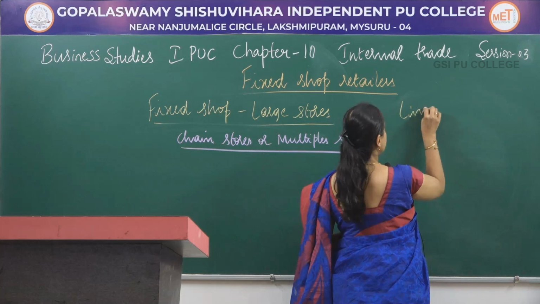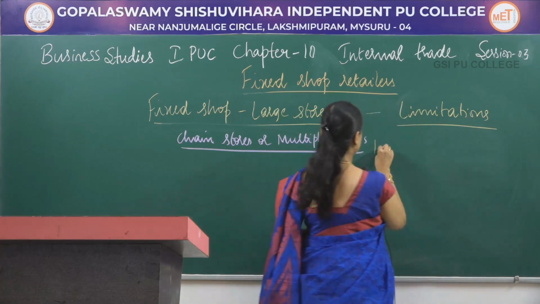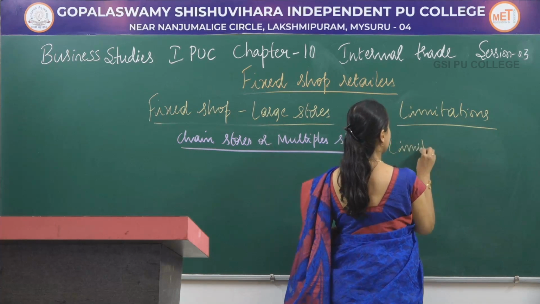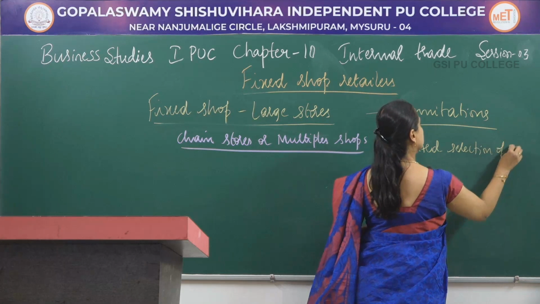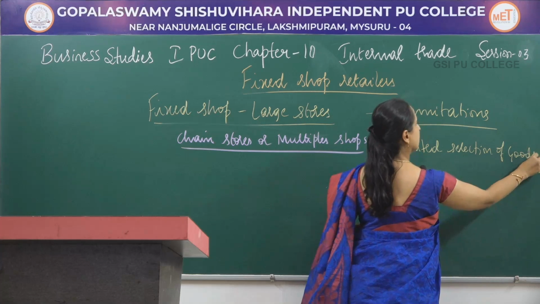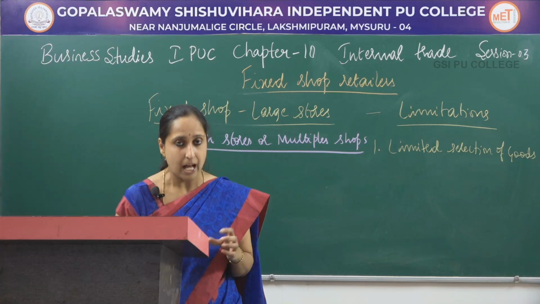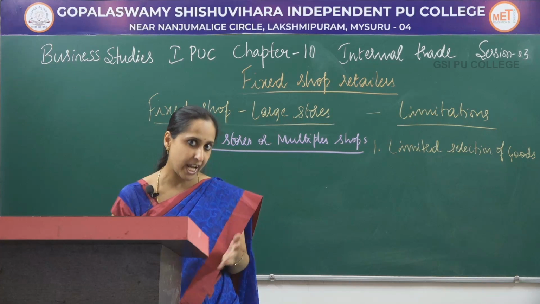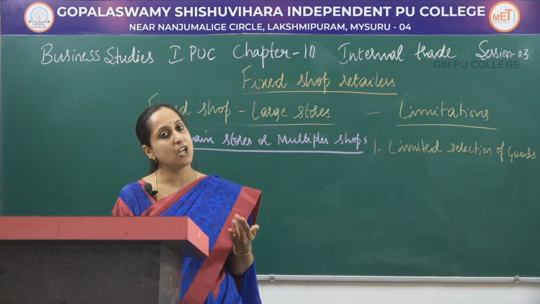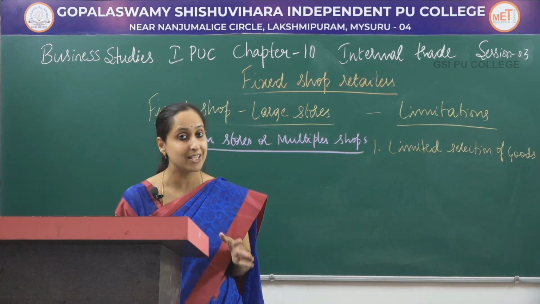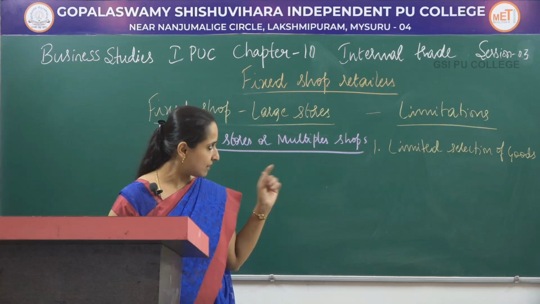Now let us see what are the limitations of multiple shops. First one is limited selection of goods. Here multiple shops deal with only a limited range of products. Whatever the manufacturer has manufactured, only those products are available to customers. Here they will not give any chance to other manufacturers to sell their products under their name. So in that way customers have very limited choice of products. So this is the first limitation.